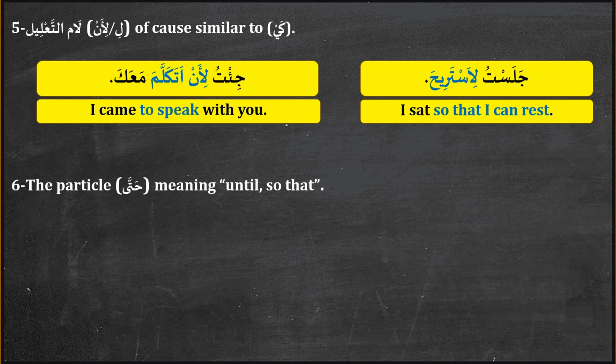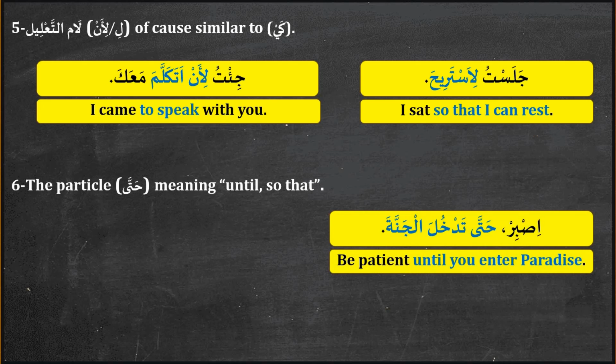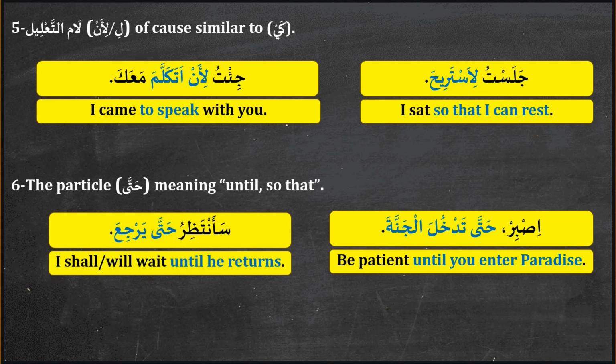The next particle حتى meaning until or so that. اصبر حتى تدخل الجنة. Be patient until you enter paradise. So that you enter paradise. In order to enter paradise. سأنتظر حتى يرجع. I shall or I will wait until he returns. حتى يرجع, until he returns.